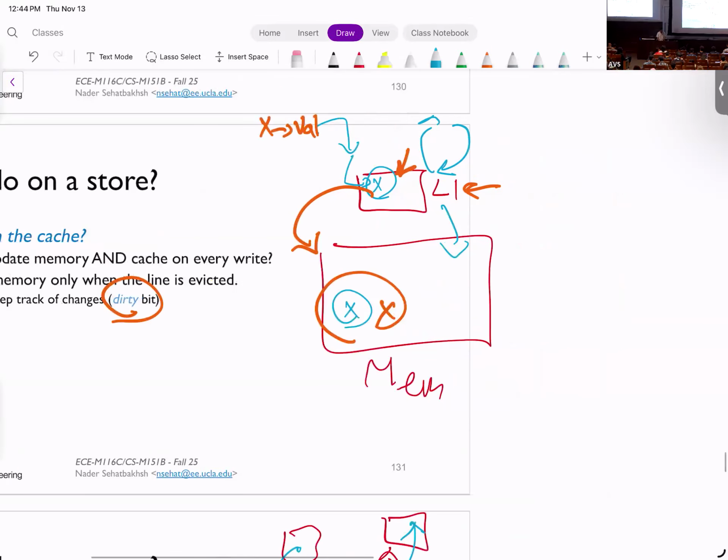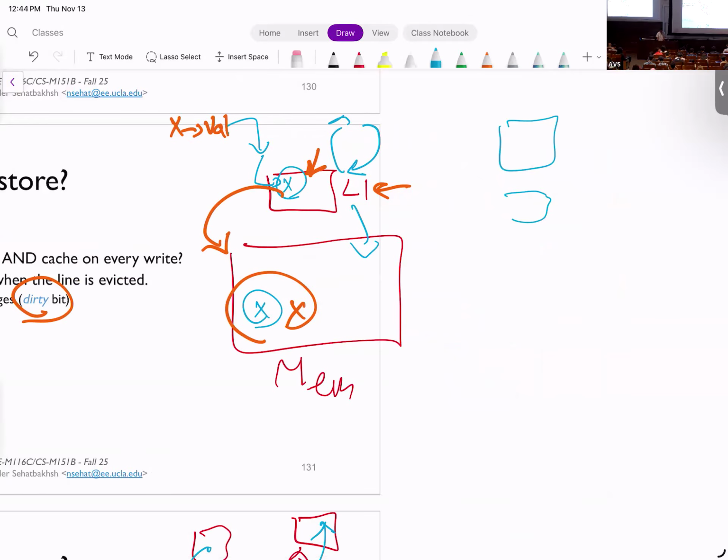Yeah, multiple. So for example, let's say I have one core, it has one L1 cache and it has one memory, right? Now I introduce another core that has its own L1 cache. And these two are not shared, right? They're like own private caches.